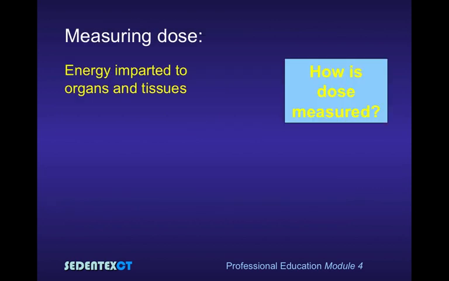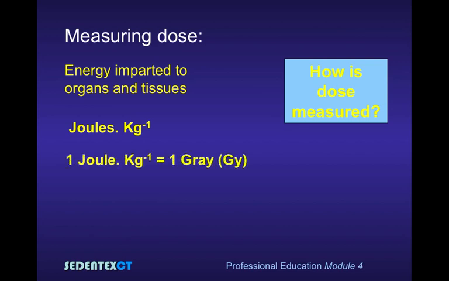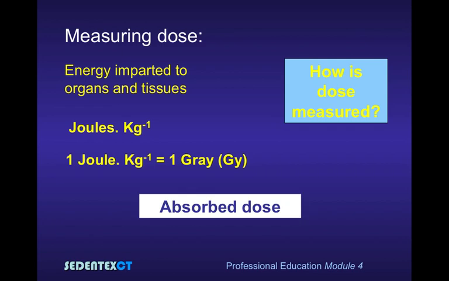So let's look at how dose is measured. Essentially, in very simple terms, dose is about the energy imparted to tissues. The unit of energy is the joule, the unit of mass is the kilogram. So we can talk about dose in very simple terms as joules per kilogram. That would be the unit of dose. And in dosimetry, this gives a special name, the gray. So 1 joule per kilogram equals 1 gray. This is called absorbed dose.